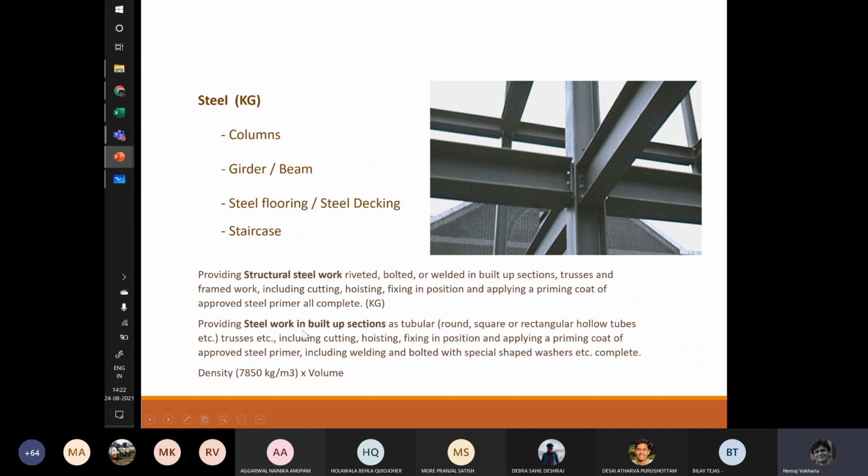So providing steel work in built up section as tubular, whichever shape it is, for trusses or wherever it is, including cutting, because according to the size, when the work is done on site for cutting and hoisting, how you are going to hang it, you will require cranes. Okay, if it's a multi-story, 50-story, 100-story building, you will require cranes for days. You will require that kind of operators. So all that cost differs. So that also has to be mentioned here.